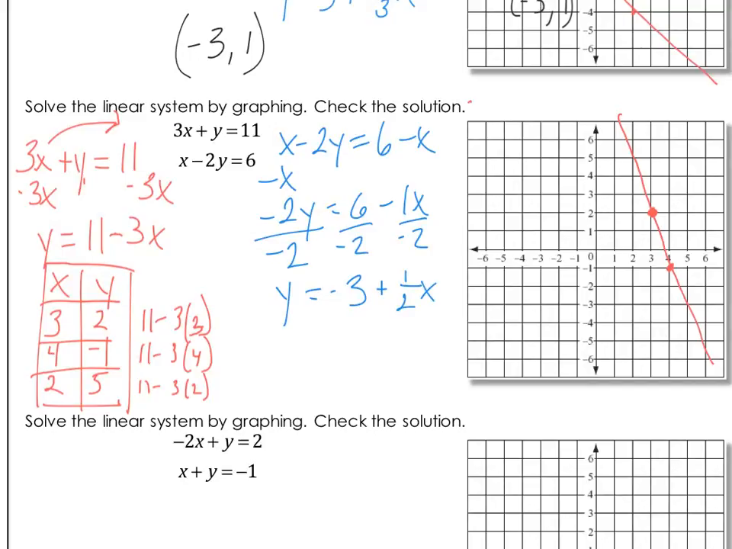So we've got a y-intercept of negative 3, and I have a slope of positive 1/2, so up 1 over 2. Right, up 1 over 2. There we go. So easy to see. Here's our intersection right here where the two meet. This is at 4, negative 1.